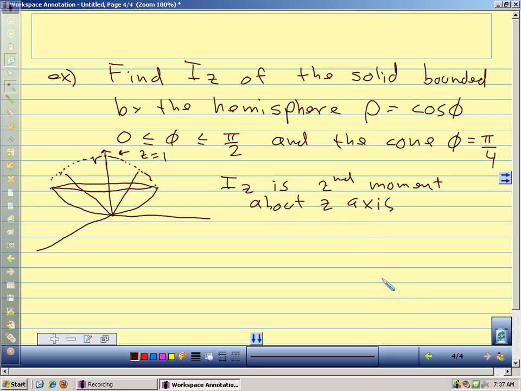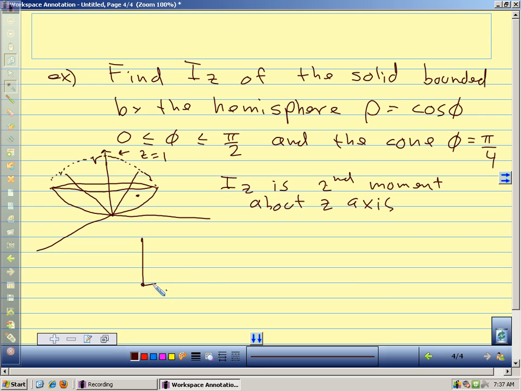Wait, can you say the question? We need to figure out the distance of our mass. We're looking at a little piece of mass of this solid, and we need to figure out its distance from the z-axis. What's going to be the distance of the point from the z-axis? The theta? No, the hemisphere. We just need an expression for the distance. It could be in between the hemisphere and the cone. It's the big one minus the little one.